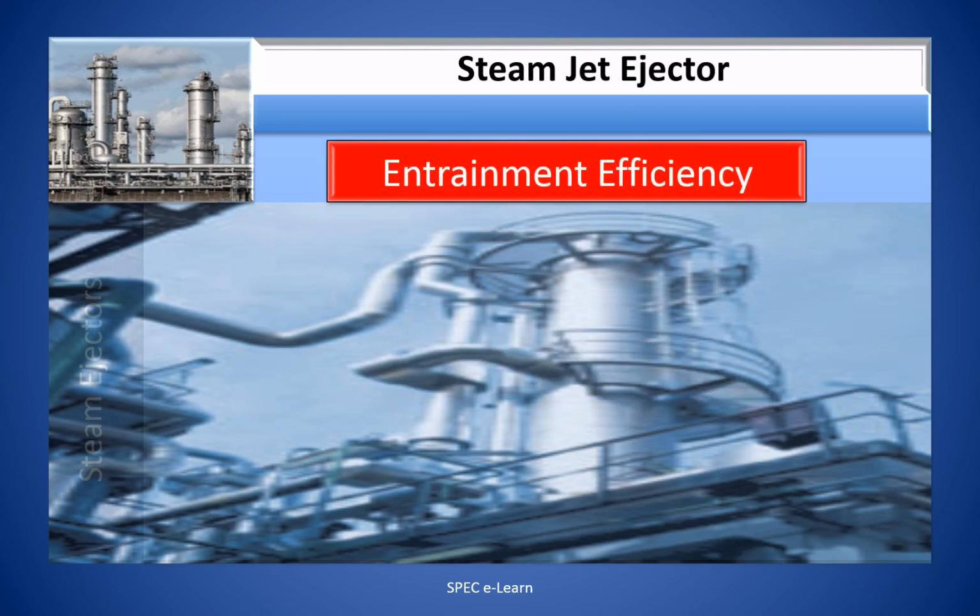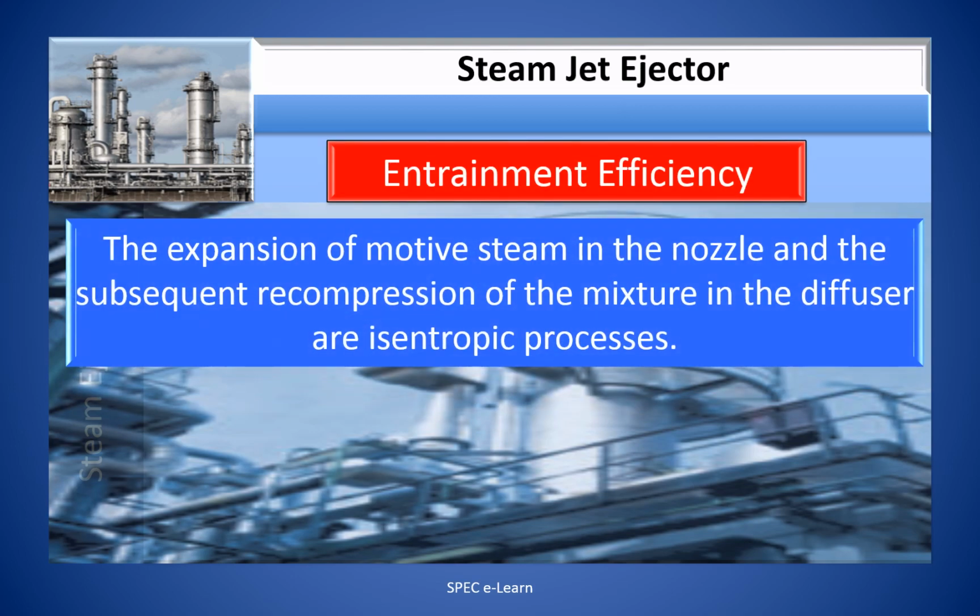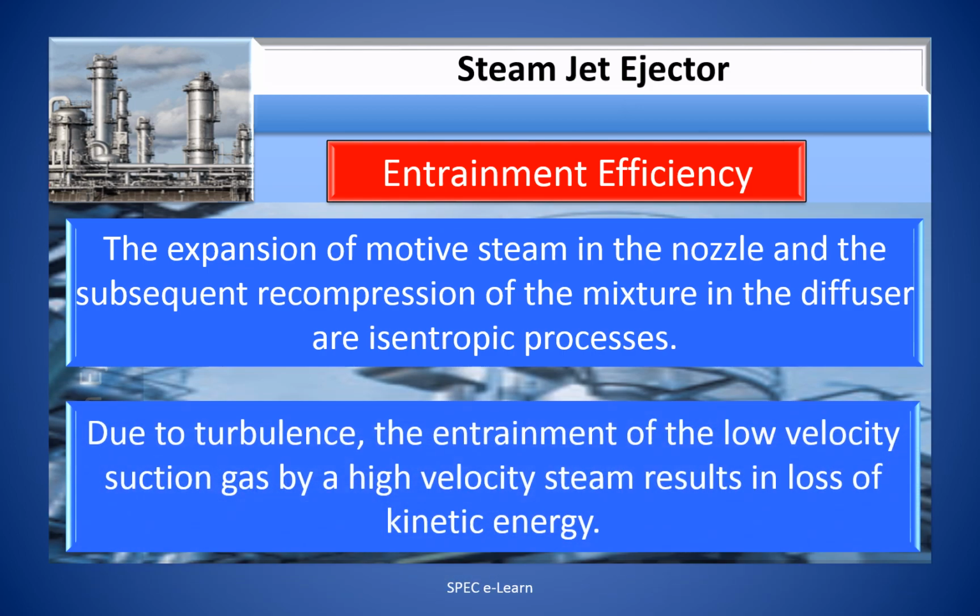Entrainment efficiency. The expansion of motive stream in the nozzle and the subsequent recompression of the mixture in the diffuser are isentropic processes. Due to turbulence, the entrainment of the low velocity suction gas by a high velocity stream results in loss of kinetic energy.